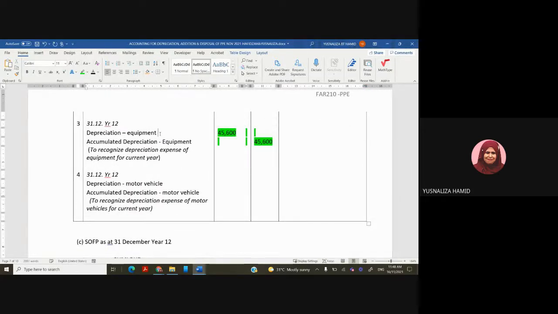Okay, the one here is the one that you will have to report later. This will be reported in the statement of profit or loss, and that will be under expense. Same goes for this. It will be reported in the statement of profit or loss. It would be under expense, right? Only that this is for the one that we calculated for motor vehicle, and that was 51,000.